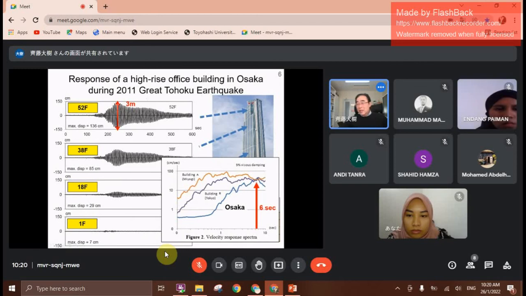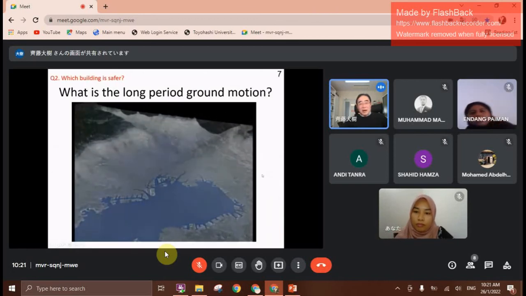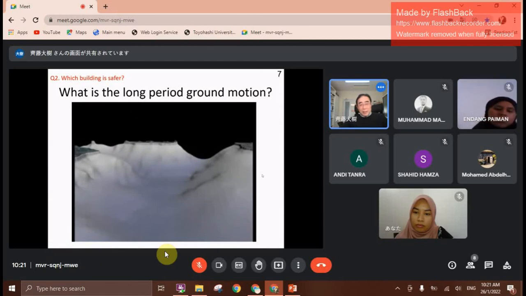So the dominant period of the earthquake and the natural period of the building match together, and resonance happens. So this is the reason for this large movement. This is the mechanism of why a long period earthquake happens.